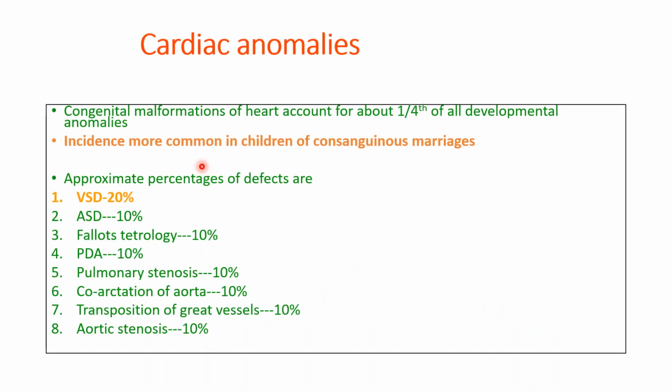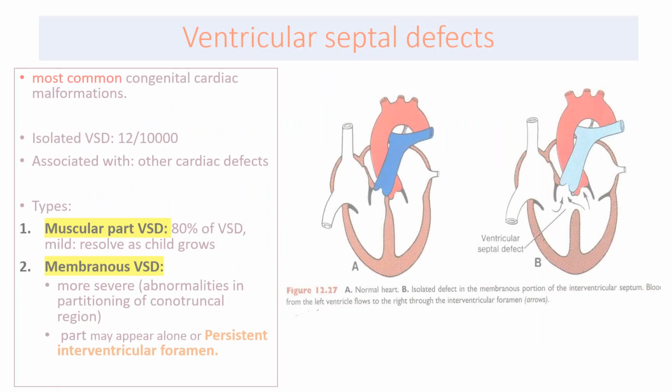Now we come to the applied aspect of today's lecture, which is the congenital abnormalities of the heart. We have seen that this is around 1/4 of all the developmental abnormalities, and more common in children of consanguineous marriages. The most commonly affected cardiac abnormality is the ventricular septal defect, followed by atrial septal defect and Fallot's tetralogy. So this is the relative proportion of the cardiac anomalies.